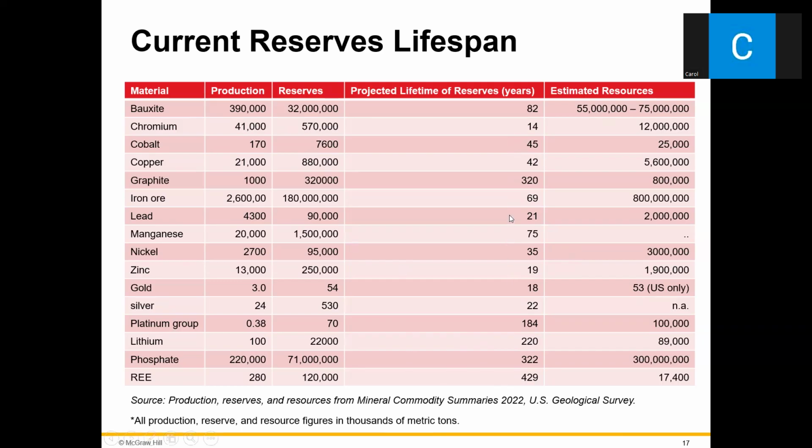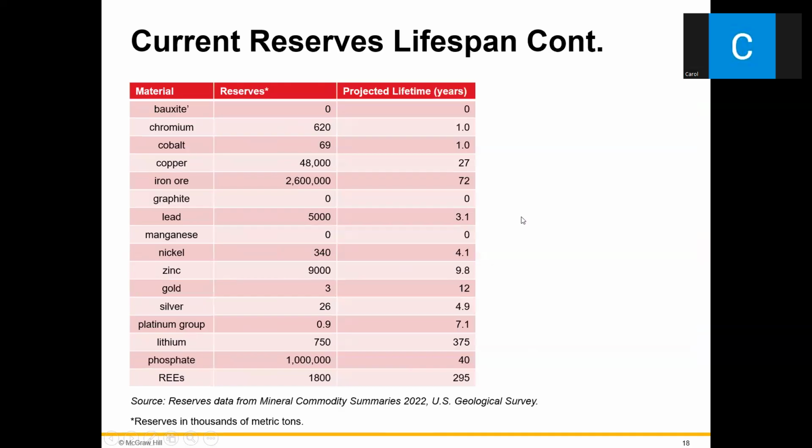21 years left of lead. We use lead for all sorts of stuff. Like, that's crazy. 12 years of gold. Well, I guess your wedding ring is going to go up in value. But again, this is on current demand. So how would we do this?